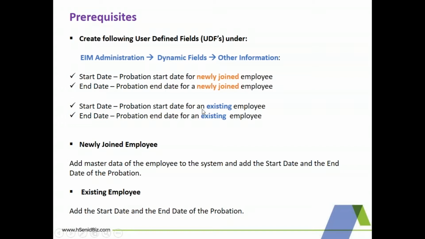For newly joined employees, similar to adding a new employee to the system, you have to add the master data of the employee, and then the start date and the end date of the probation should be added. For an existing employee, the master data is already available, so you have to add the start date and the end date of the probation. I'll show these prerequisites in the system.